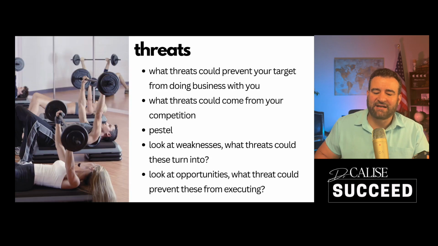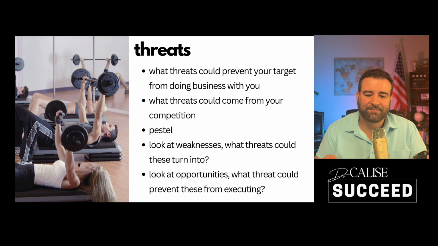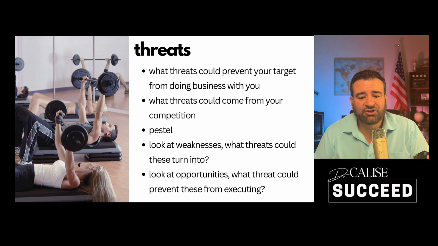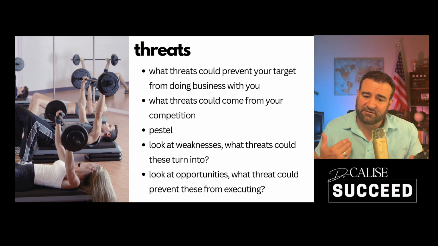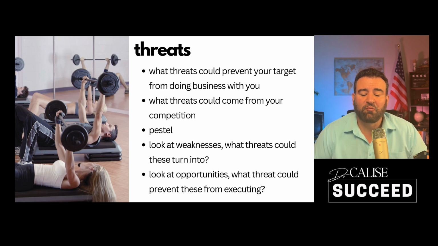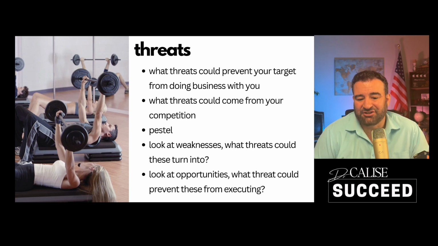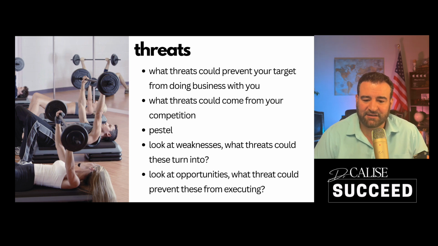Okay? Task 4. Now we want to look at our threats. What threat or what threats could prevent your target from doing business with you? What is going to prevent your target audience from doing business with you? Let's write them down. What threat could come from your competition? PESTEL: political, economical, social, technological, environmental, legal. What threats are coming from those elements?